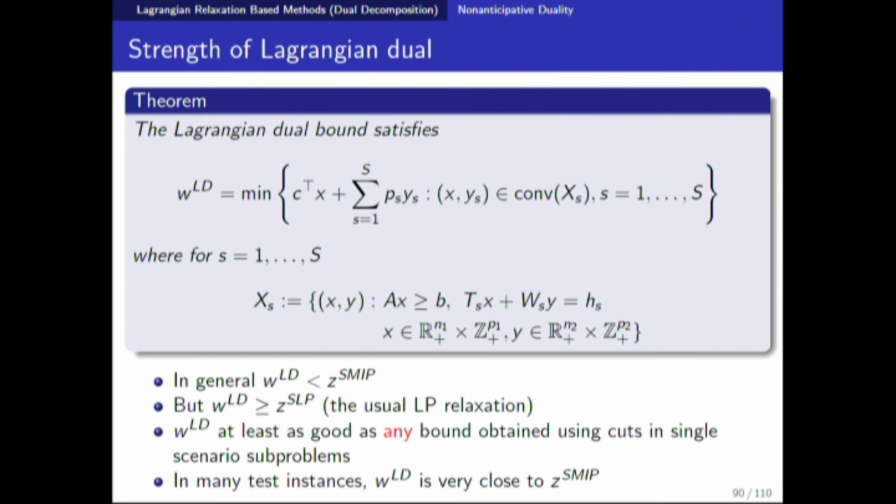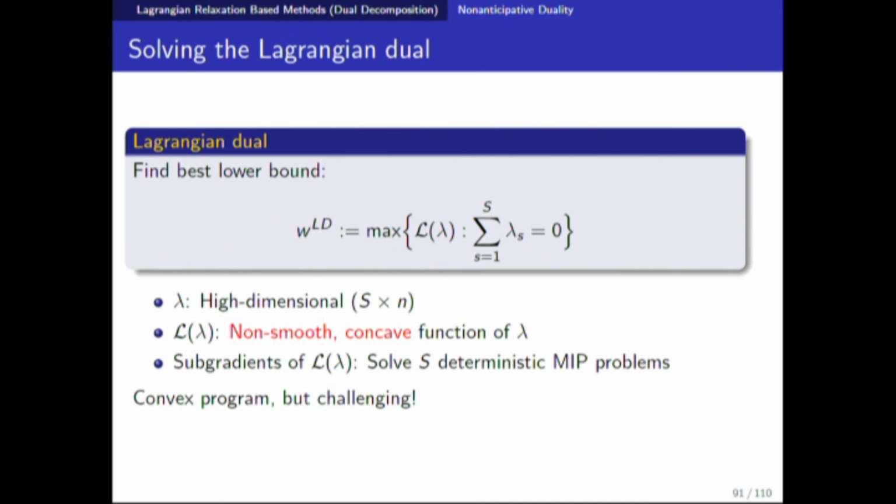So it suggests it's a pretty strong dual. It's a pretty good bound. And empirically, many people have found it is a good bound. In many cases, it is quite close to the integer programming value. So we have a really strong bound, or in many cases a very strong bound, on the optimal value. But we have to compute it. We have to find the value of this bound.